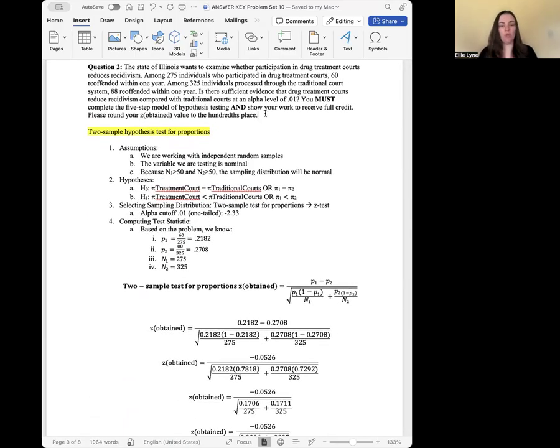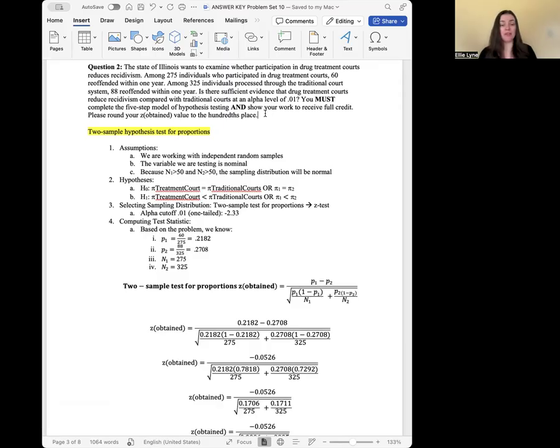The state of Illinois wants to examine whether participation in drug treatment courts reduces recidivism. Among 275 individuals who participated in drug treatment courts, 60 reoffended within 1 year. Among 325 individuals processed through the traditional court system, 88 reoffended within 1 year. Is there sufficient evidence that drug treatment courts reduce recidivism compared with traditional courts at an alpha level of 0.01?